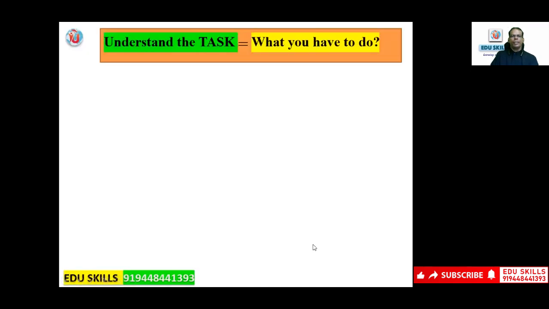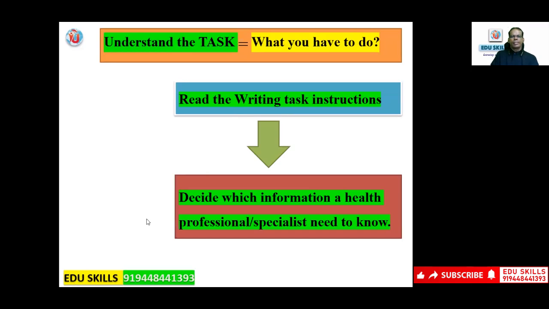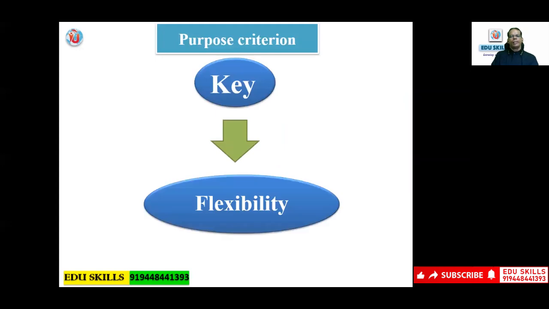Okay. Yes. And now, understand the task, what you have to do. Read the writing task instructions, decide which information a professional or specialist needs to know. That is the main issue. You have to decide which is the main issue. Then always remember this: the key is flexibility.